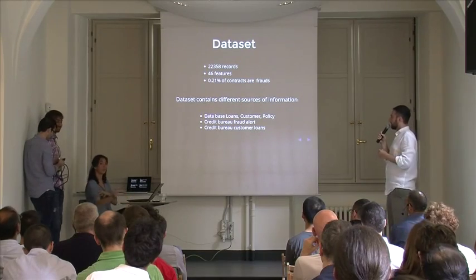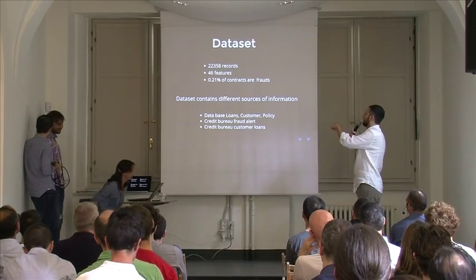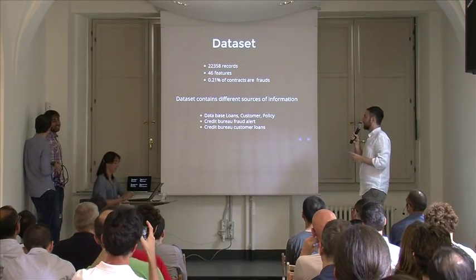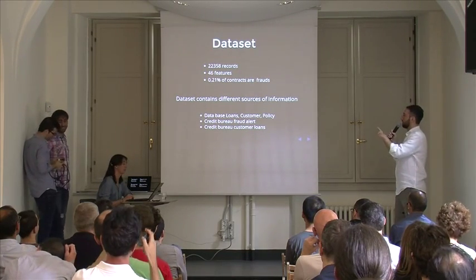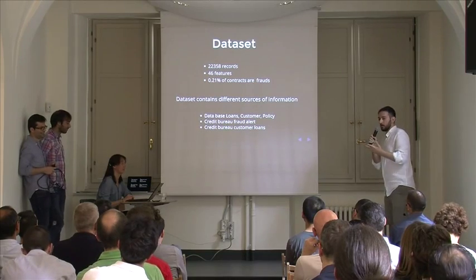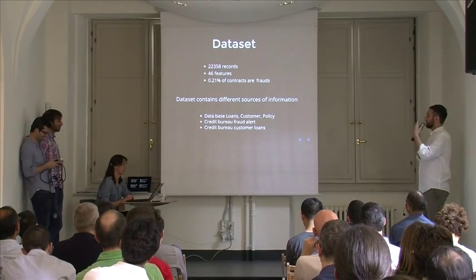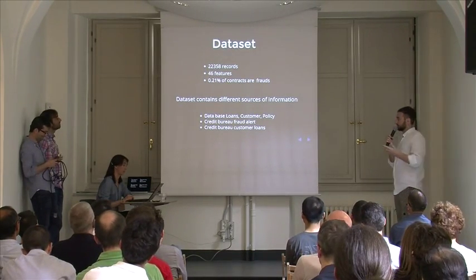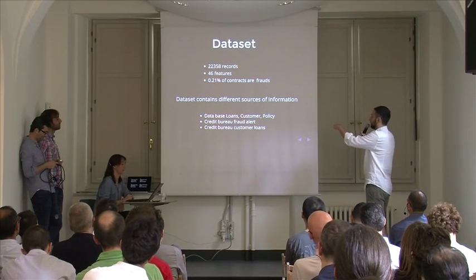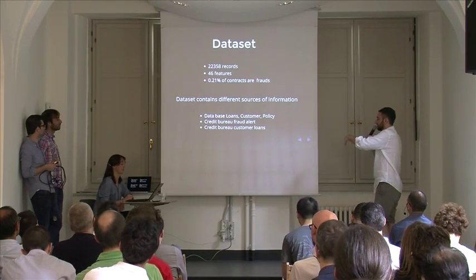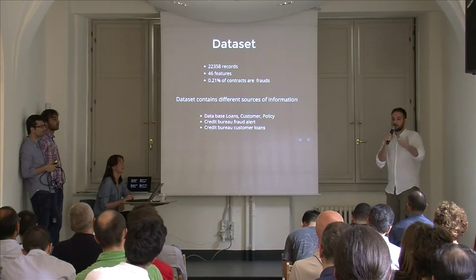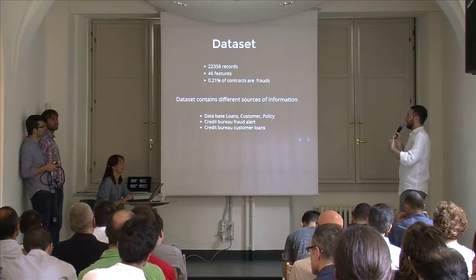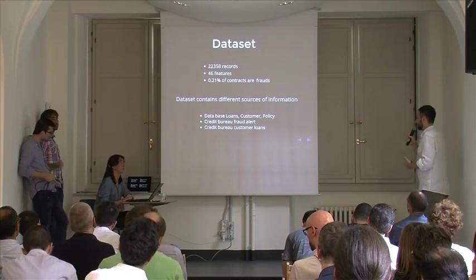Okay, our data set is composed of 22,000 records, 46 features, and 0.21 percent of the contracts are frauds. Okay, the dataset contains different sources of information. The first is related to database loans, customer policies, and contains information about the loan amount, the number of installments, the address of the customer, telephone number, stuff like that.